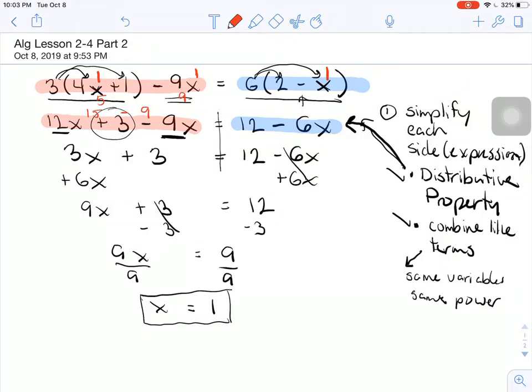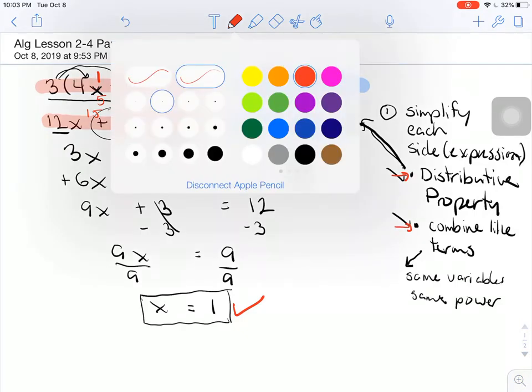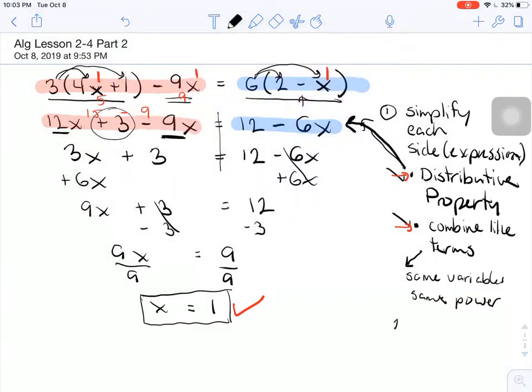Now if we come over to the blue side, 2 minus 1 is 1, times 6 is 6. We got 6 on both sides, so we know our answer is correct. So that is how you deal with a longer equation. Simplify each expression first. The way you do that is by doing distributive property first and then combining like terms. And then from there, you can move on and solve the equation just like you normally would.